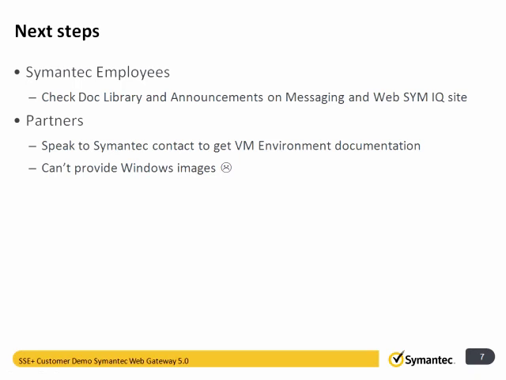In terms of next steps, Symantec employees should check out the Web Gateway document library and the Messaging and Web announcements page on SymIQ. All updated documentation and VM images can be found here. Partners should speak to their Symantec technical contact in order to get VM environment documentation, which provides details and even the Web Gateway image. The only thing we can't provide is the Windows images. This is because of licensing issues.